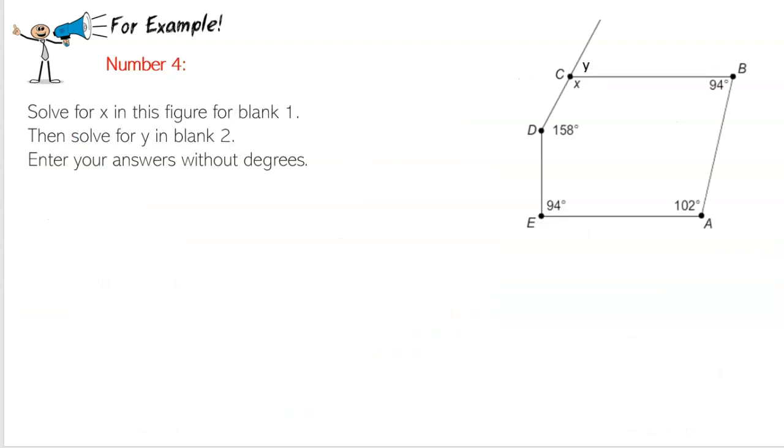Number 4, solve for x in this figure for blank 1, then solve for y in blank 2. Enter your answer without degrees. So you're just going to put the number in the blank so it doesn't mark it wrong. So just put in the number, no degrees. So again, we need to do two things for this. We need to first find this measure right here.